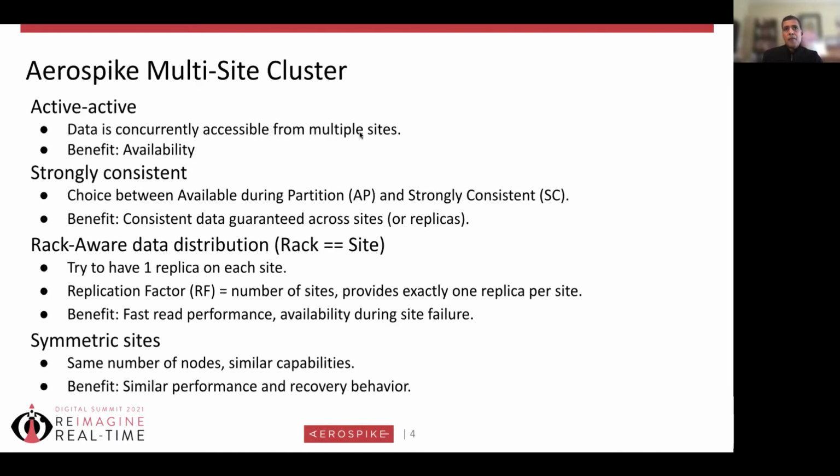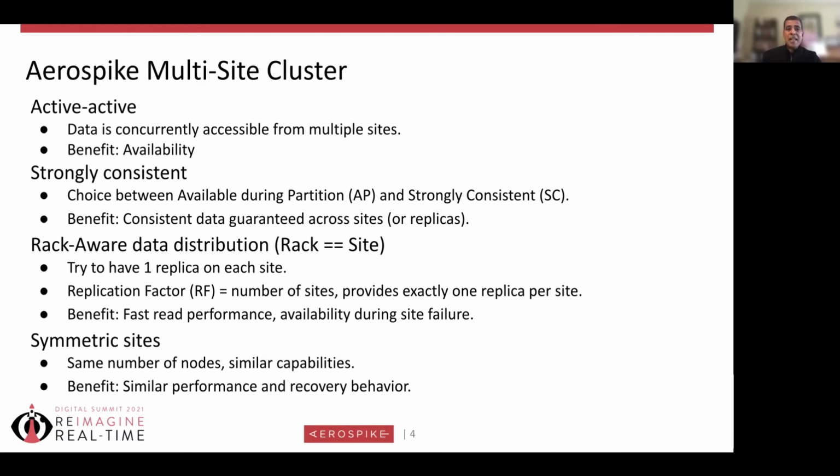So apart from just the term multi-site cluster, what it conveys, there are certain things that are implied when you say an Aerospike multi-site cluster. And one of them is it is active-active. What we mean by active-active is the same data is concurrently accessible from multiple sites. And the benefit there is availability. You can access the same data across multiple sites at the same time.